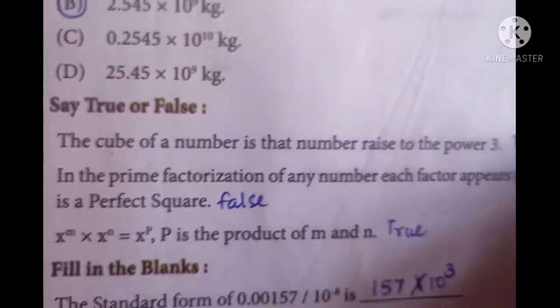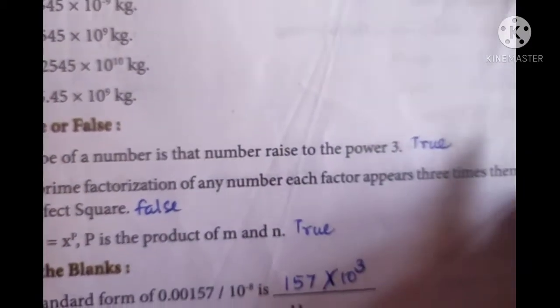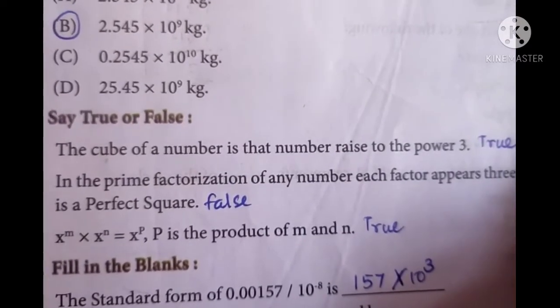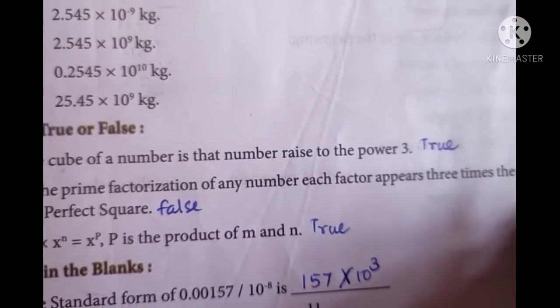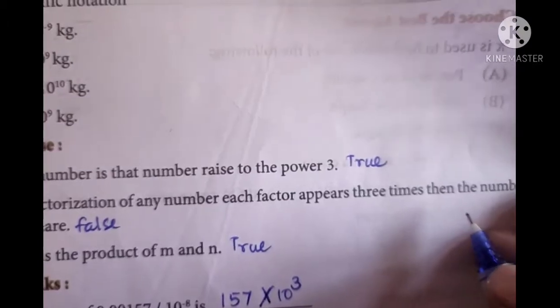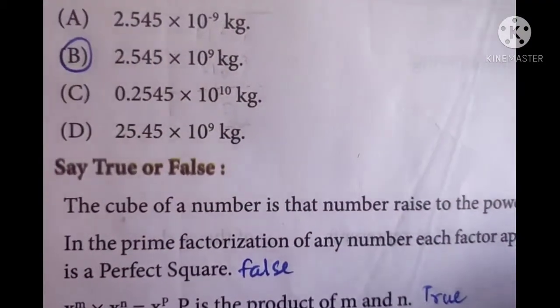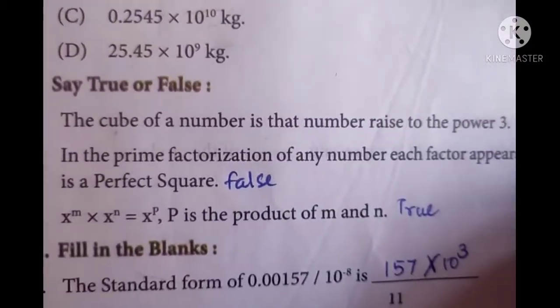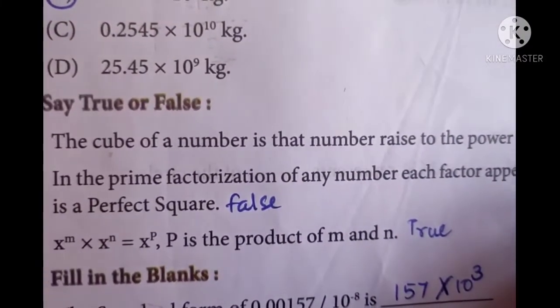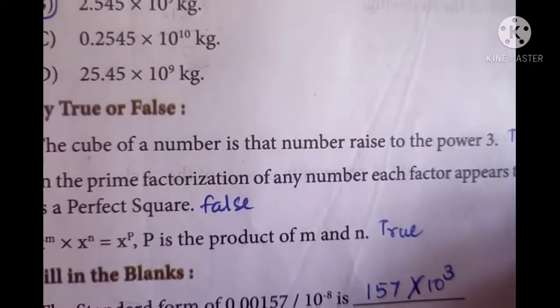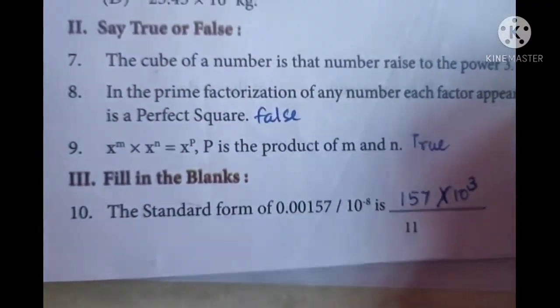Say true or false. The cube of a number is that number raised to the power of 3. True. In the prime factorization of any number, if each factor appears 3 times, then the number is a perfect cube. So the statement is false. x power m into x power n equals x power p, where p is the product of m and n. False.